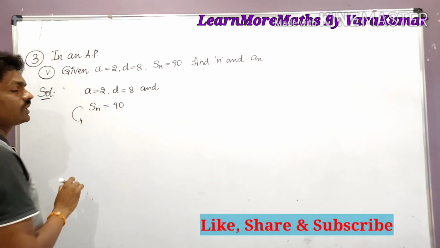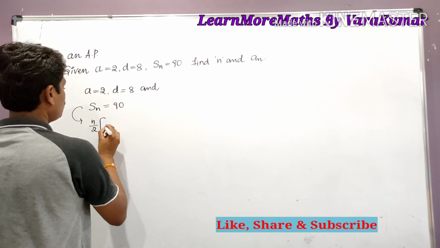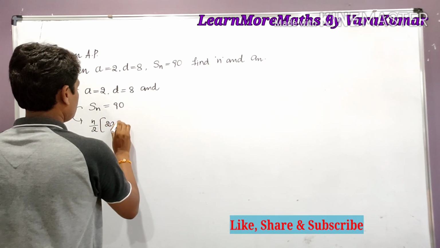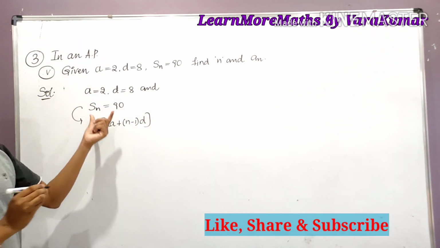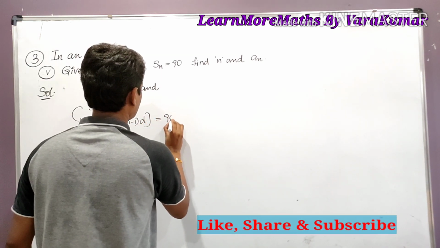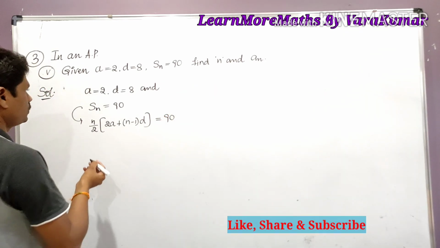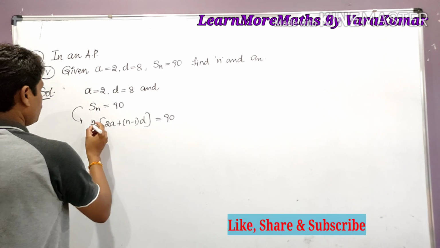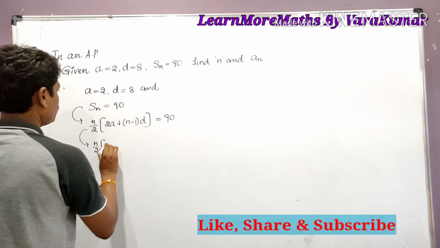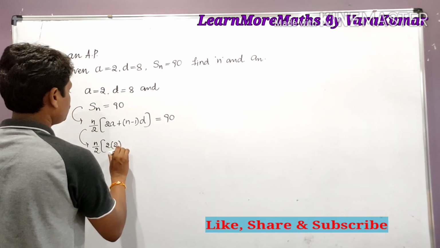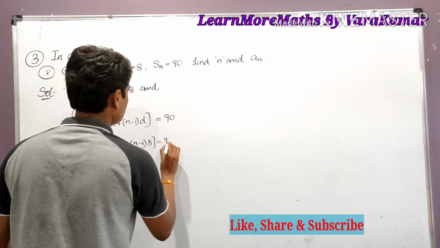But what is the formula, student? Sn is equal to n by 2 into (2a plus (n minus 1) into d). This is the formula for Sn, which is equal to 90. Here we have to find the n value and an value. So we just substitute the a and d values, student, so we can get n. So write n by 2 into (2 into a, which is 2, plus (n minus 1) into d, which is 8) is equal to 90.